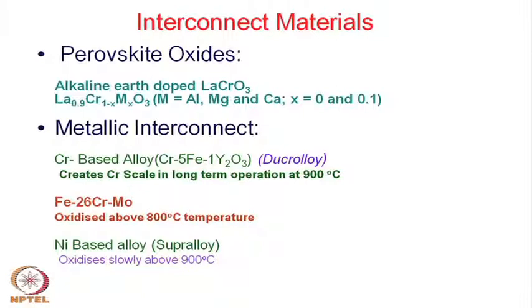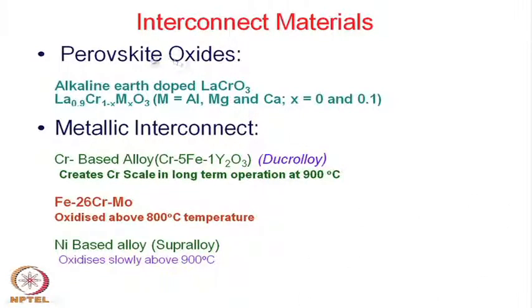What is needed here, of course, is to separate the two chambers, the fuel chamber and the air chamber. These have to be separated physically, that is one requirement, and the other requirement is it has to electronically connect the cathode side to the anode side of the next cell. So, electronic conductivity is also very important at that temperature. If the electrical conductivity is low, that means you will lose a lot of power. So, electrical power will be lost if the electrical conductivity is not good enough.